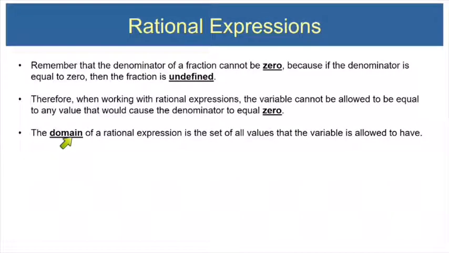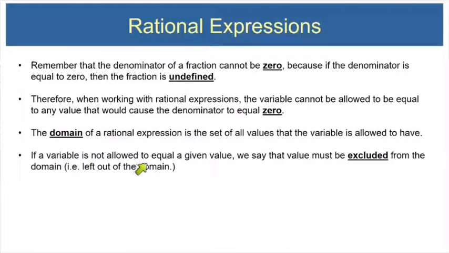Now, the domain of a rational expression is just the set of all values that the variable is allowed to have. The domain is just the values of the variable that are okay to plug in. If a variable is not allowed to equal a given value, then we say that that value must be excluded from the domain. In other words, that value must be left out of the domain. So just to give you the bottom line here, we can't let the variable be equal to any values that cause the denominator to equal 0. So any values that cause the denominator to equal 0 are going to be excluded from the domain.